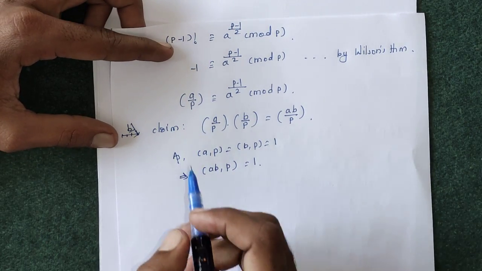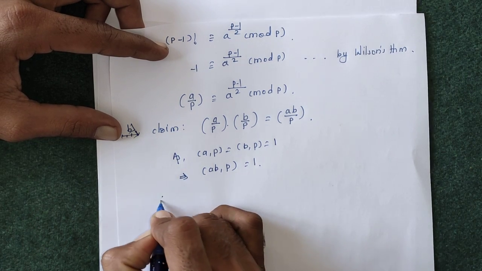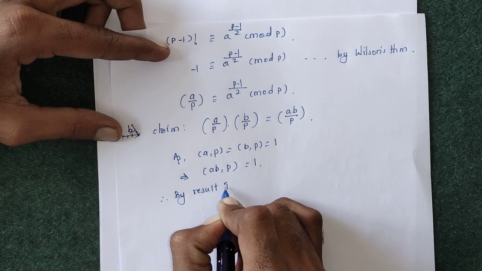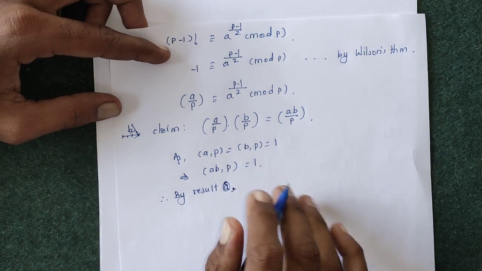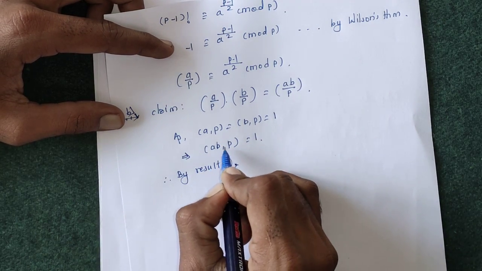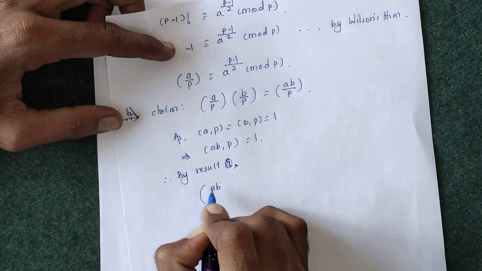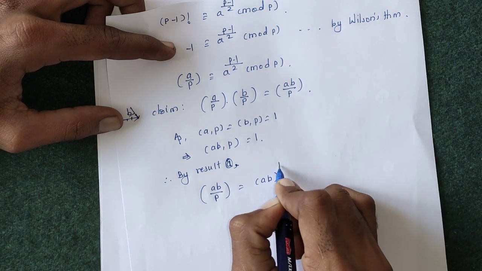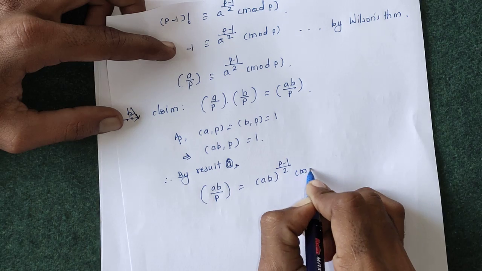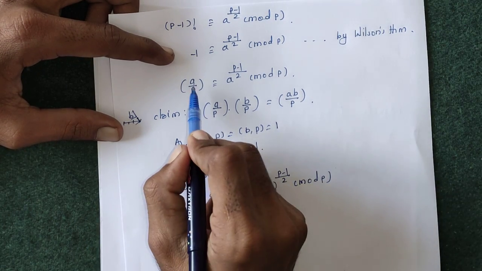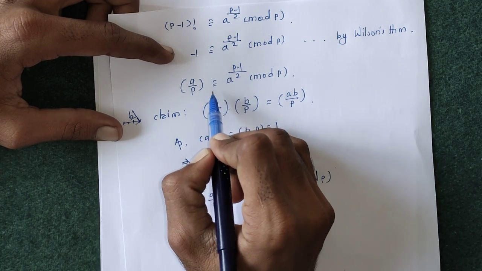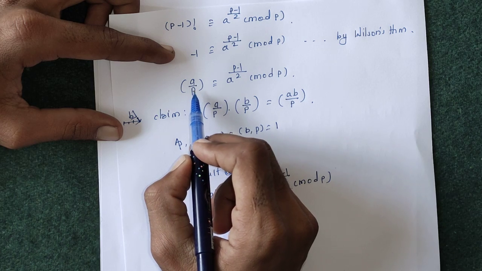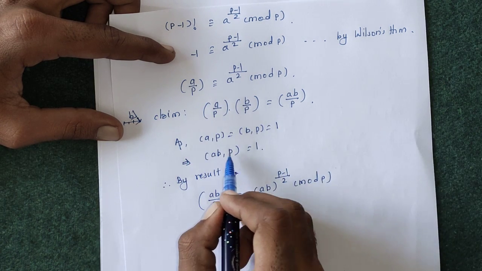Now, using the first property, therefore, by result 1 or property 1, which is property A, GCD of ab with p is equal to 1. Since the first property says that the Legendre symbol of a and p is congruent to a raised to (p minus 1) by 2 under modulo p if GCD of a and p is equal to 1, we can write this. Here GCD of ab with p is equal to 1.